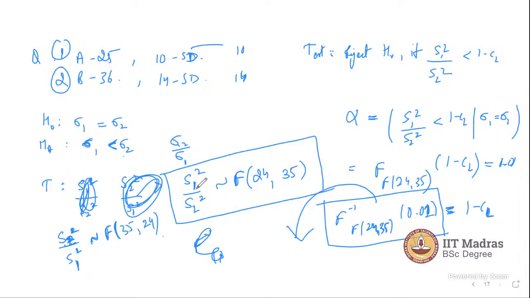But Nikita, what we understood from the lectures and the questions we have been putting on discourse and the answers we are getting, we understood that if S1 square upon S2 square is less than 1, then we should take the value of 1 minus CL to be tested. Yes, when we are testing 1 minus CL, there wasn't any option to find the F inverse value. Yeah, and that is where we got stuck.